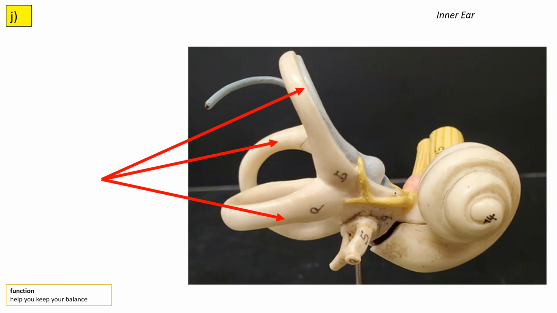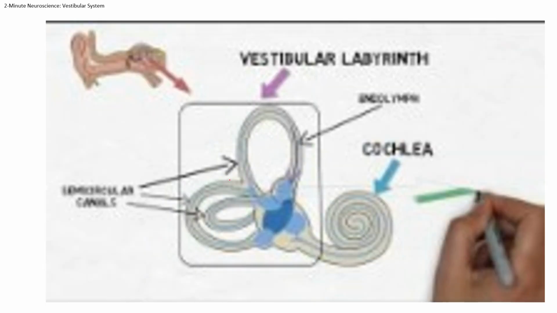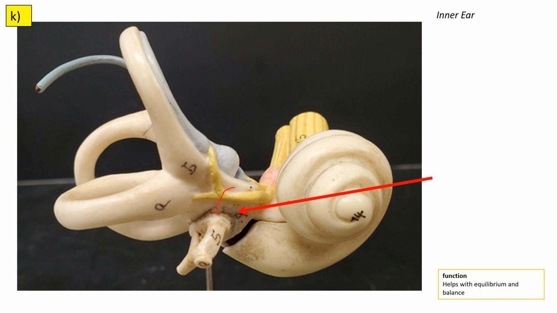These three semicircular canals are called semicircular canals. They go in all the different planes, and they help you keep your balance. Now this area right here, the yellow, are nerves. We're not going to name the nerves on the test though. This area right here is called the vestibule. It helps with equilibrium and balance. So you've got your vestibular nerve, which is part of your vestibulocochlear nerve right here, which is going to help with balance. Your semicircular canals are also going to help with balance.